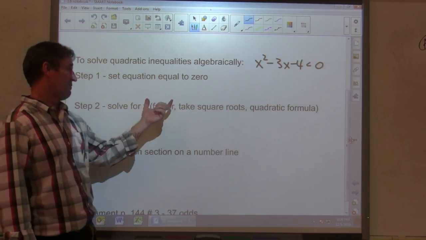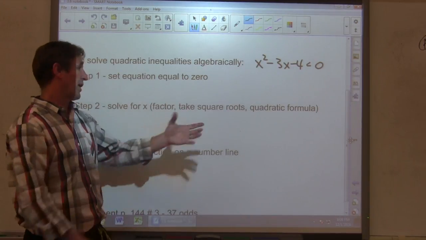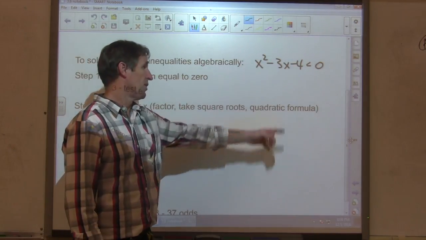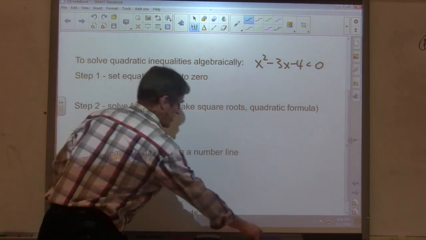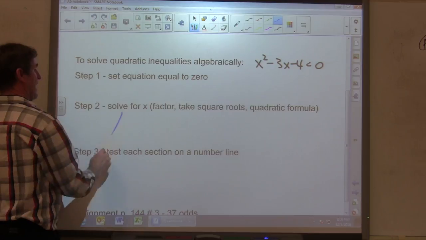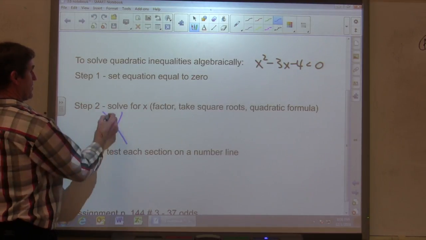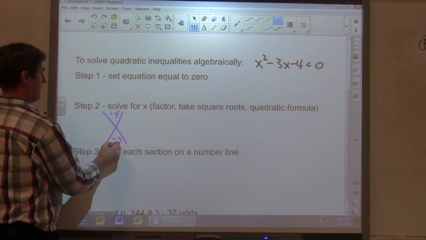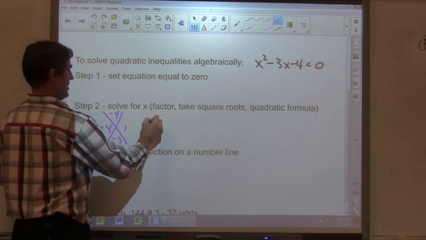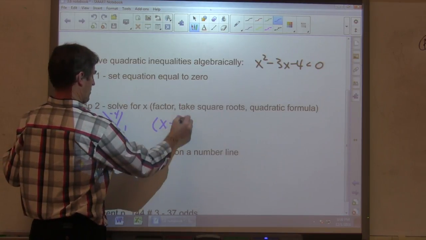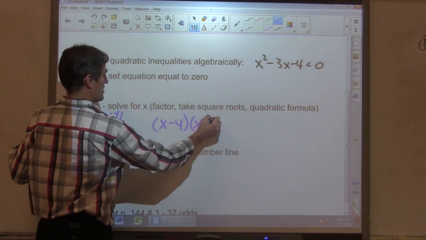And so this we can either factor. If it's just an x squared, we can take the square root of both sides. We can use the quadratic formula. Totally up to you which you use. Again, I always try and factor if possible. So this would be negative 4 and negative 3, and so that would be negative 4 and 1. And so it factors into x minus 4 and x plus 1.